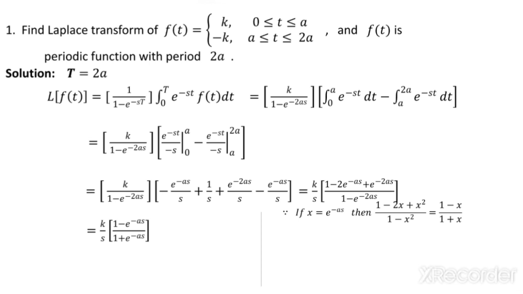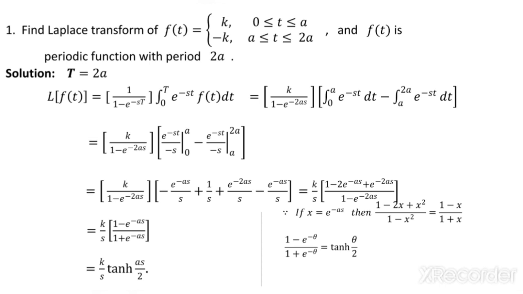Now students, I hope you remember that 1 minus e power minus theta by 1 plus e power minus theta is tan hyperbolic theta by 2. Here we have as in place of theta, so substitute back, we get k by s tan hyperbolic as by 2. So shall we move on to the next problem?